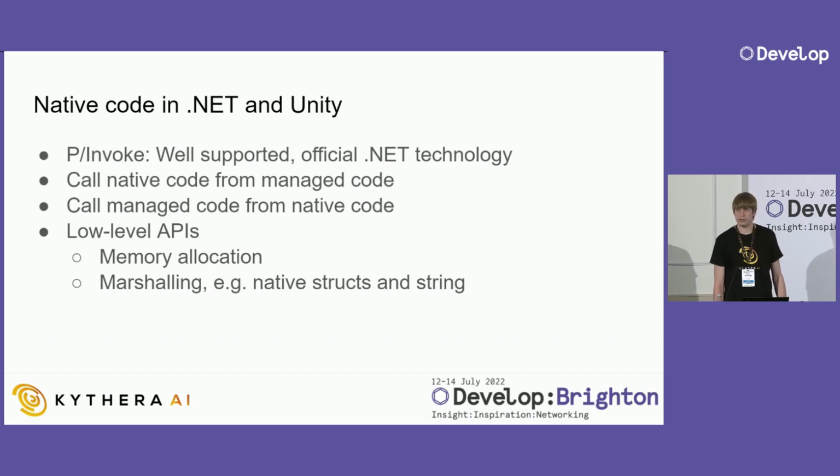Pinvoke also provides a few low-level APIs, for example, memory allocation. By default, .NET is all garbage collected, or mostly garbage collected. But in some cases, you want to allocate memory directly on the heap, and so Pinvoke exposes a few APIs that do exactly that. There are also marshalling APIs. For example, if you have native structs or even unions, those don't really map nicely to C#, or you have specific memory structures you want to support from C#, so there are helpers for that.